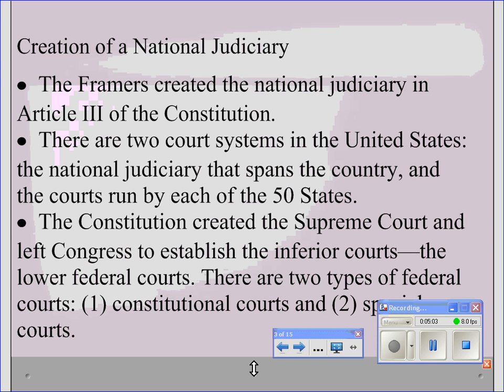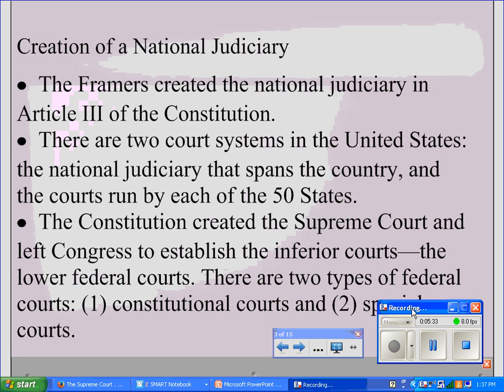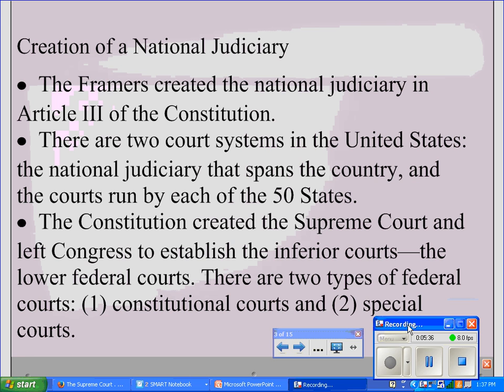If you look in your packet, I gave you two tables on what kind of cases are heard in the federal court and what kind of cases are heard in the state court. The Constitution creates the Supreme Court and left Congress to make up everything else. So there's two types of courts: constitutional courts and special courts. Remember, special courts hear very specific cases. There's a whole section on special courts, but I just boiled it down to a page because I'm not focusing my unit on the tiny little details of the special courts. I want to focus the unit on the basics of the judicial branch and how it affects you.